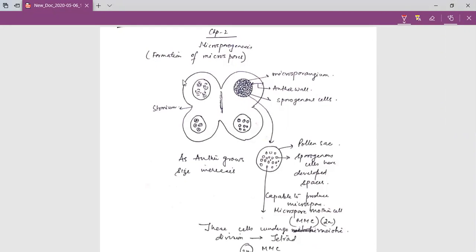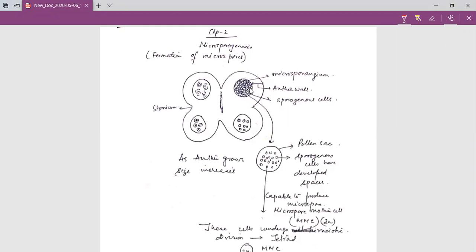This is just a repetition of the previous class. So today we are going to read about microsporogenesis, that's the formation of microspores. That means it helps in the formation of pollen grain, and pollen grain contains the male gamete in a flower. As I said last class, these are the two lobes of anther. This is one lobe and these are two lobes. Let's start with this diagram which you studied last class.